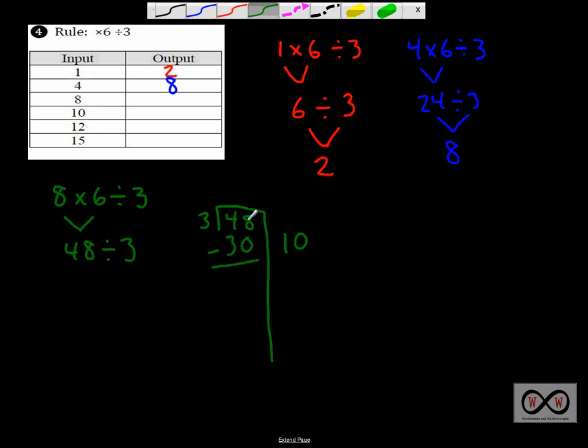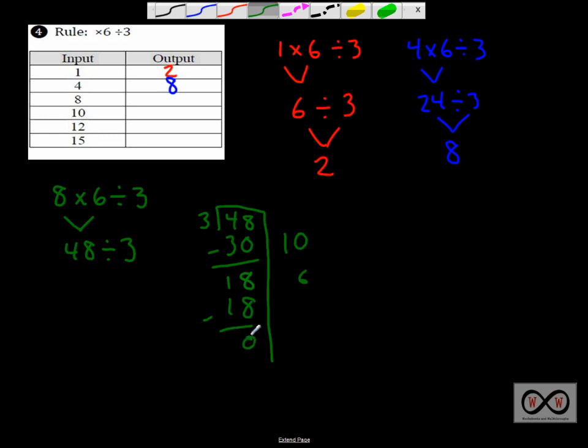Subtract. Okay, 8 minus 0 is 8. 4 minus 3 is 1. So we've got 18 left. Well, look at that. I know that 3 times something equals 18. It's a basic fact. We've got 3 times 6 equals 18.